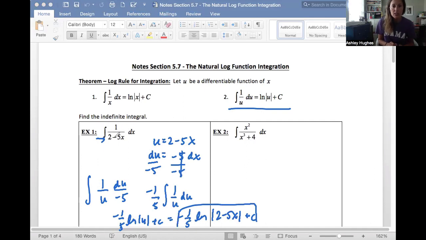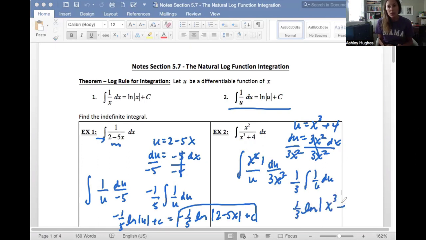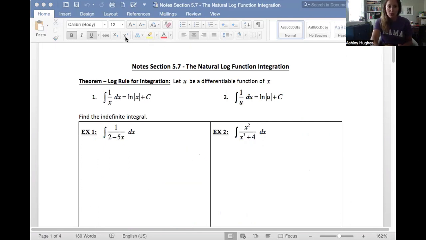Or you can just look here and notice the derivative of this is negative 5. 1 divided by negative 5, that's where this negative 1/5 is. Natural log of the bottom. This one, u is x cubed plus 4. So the derivative of u would be 3x squared dx divided by 3x squared. So I have x squared over u, and instead of writing dx, I write du divided by 3x squared. So these x squareds cancel, and so you get the 1/3. And then the integral of 1 over u du is natural log of u, and u is x cubed plus 4. So that's how you write it out with the u substitution.